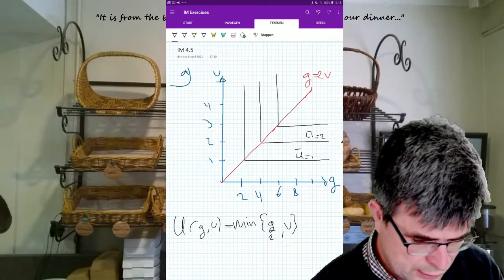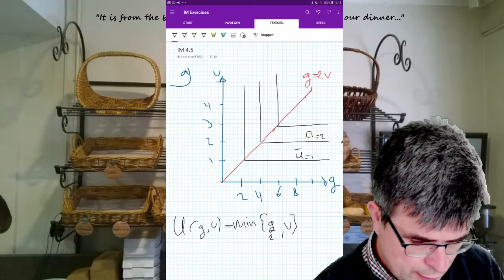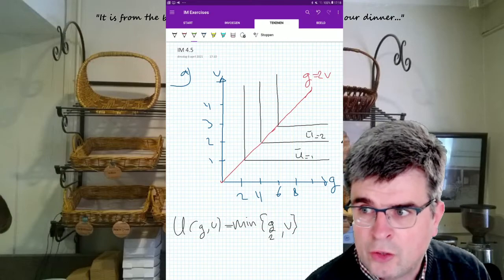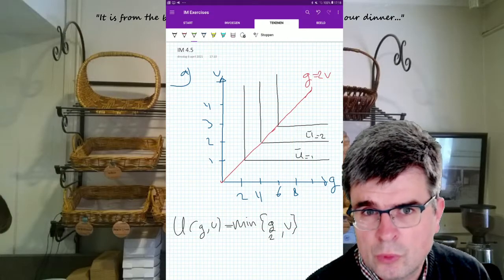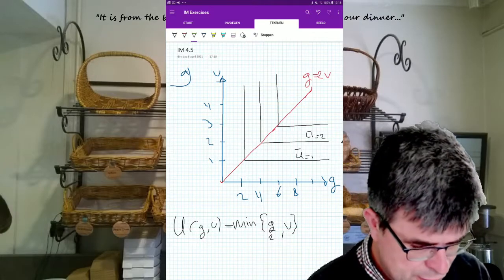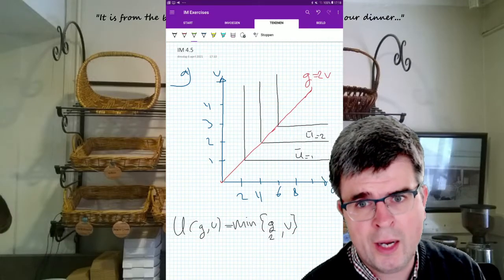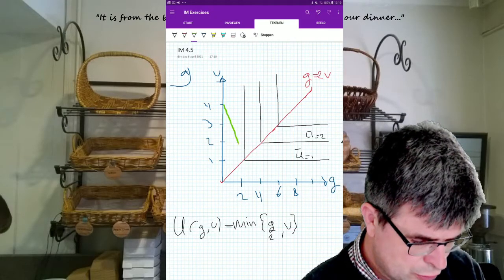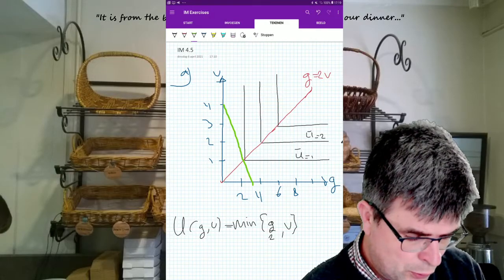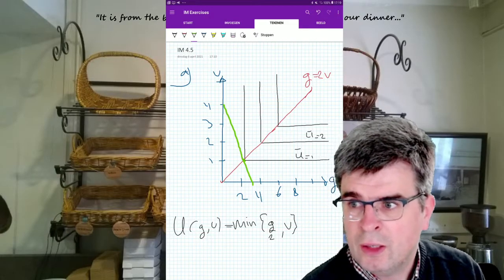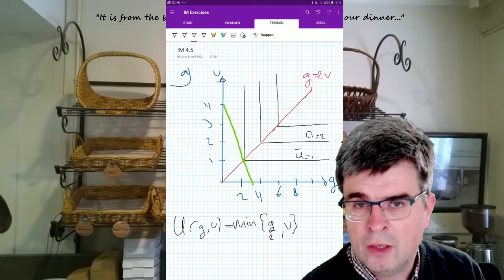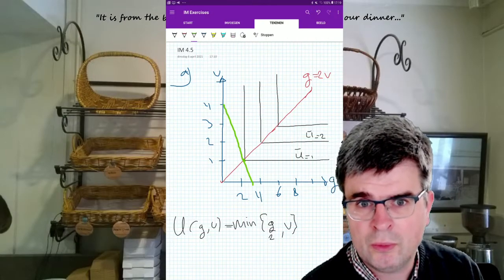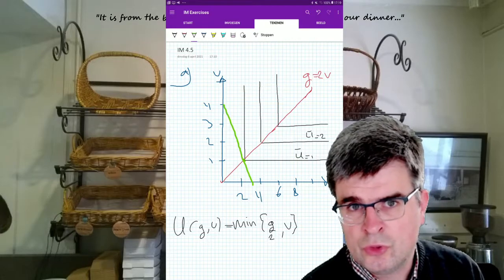mixes his martinis. And, well, if the price ratio is such that good Y is quite cheap compared to good X, such that you have to give up a lot of Y, a lot of vermouth in order to get more gin, so you have a very steep budget constraint, then the point of tangency is still a point on the red line, where the ratio between gin and vermouth in the consumption bundle is exactly 2 to 1.